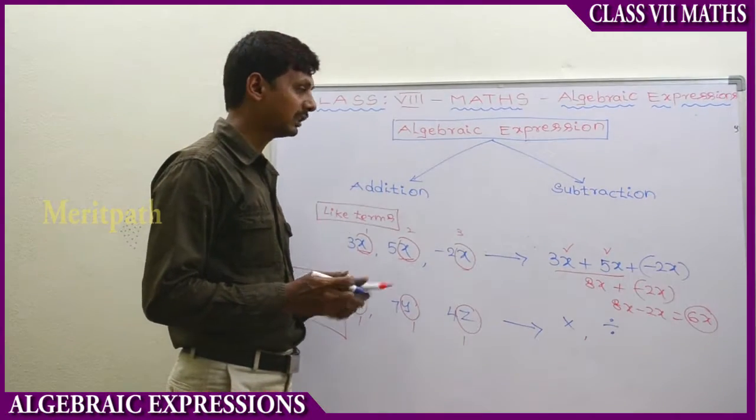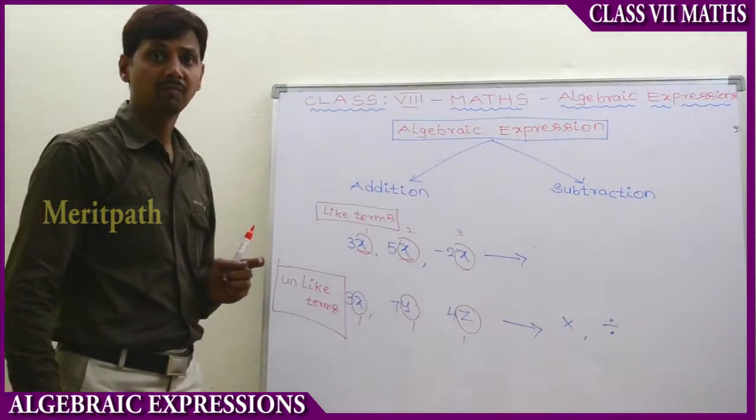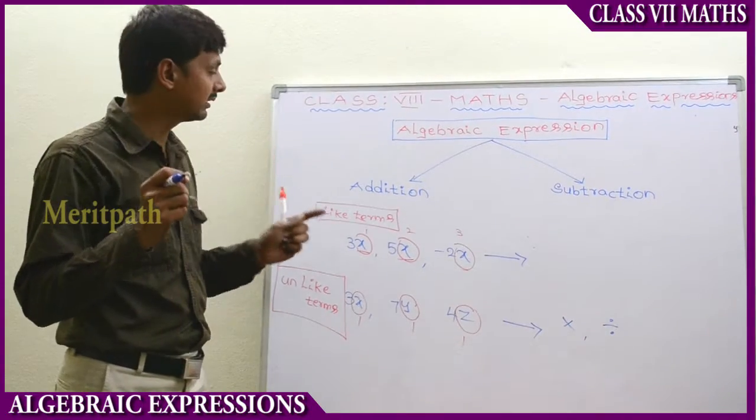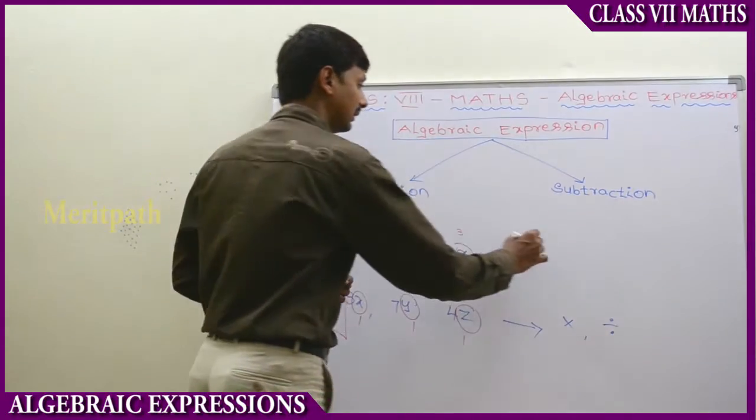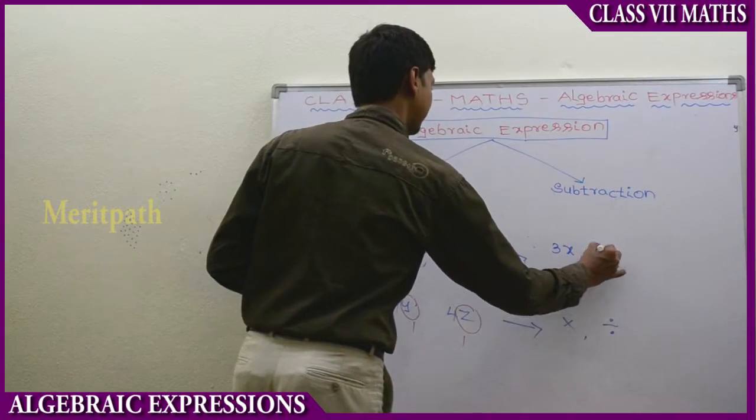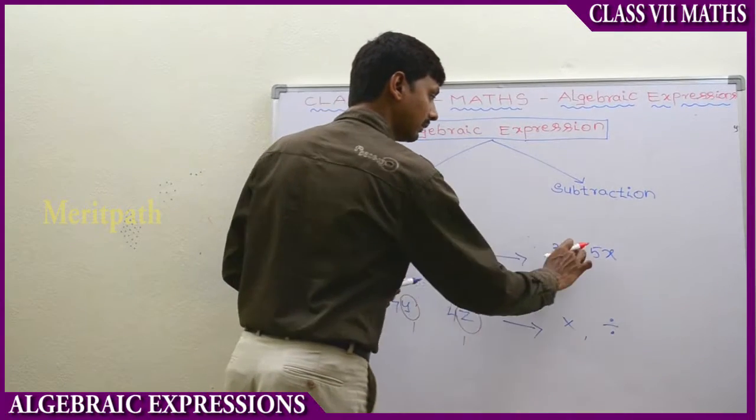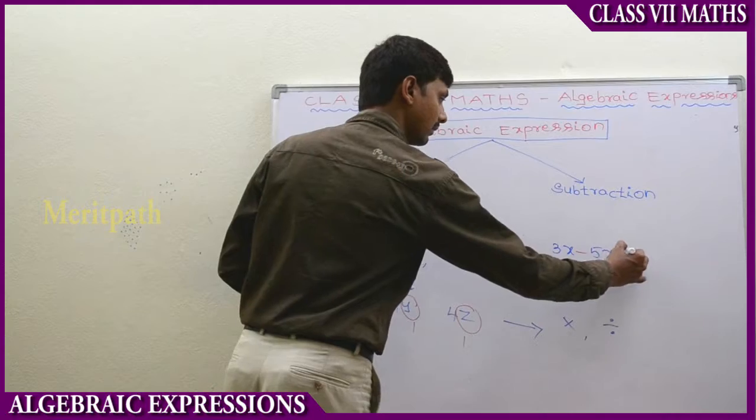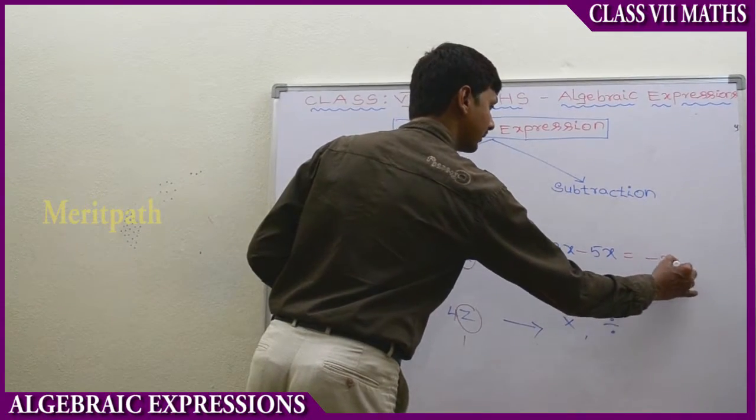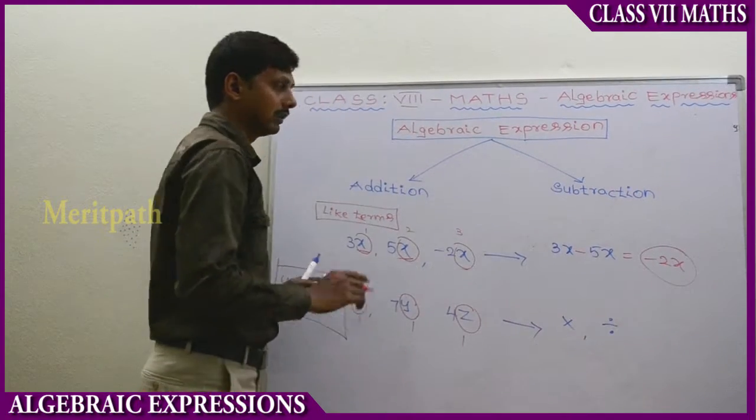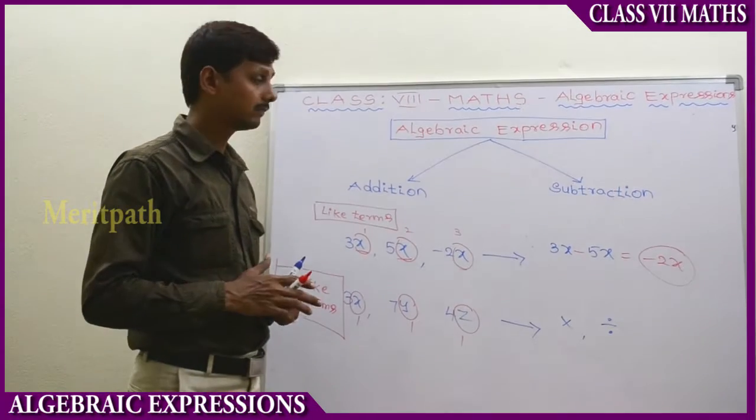And coming to subtraction, let's try subtraction. For subtraction we need any two expressions, but we have three expressions. Let's take any two expressions, 3x and 5x, and subtract them. So we get 3x minus 5x, which is minus 2x. In this way we can subtract them.